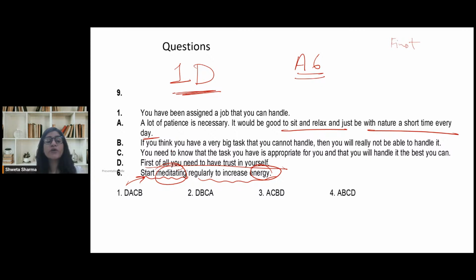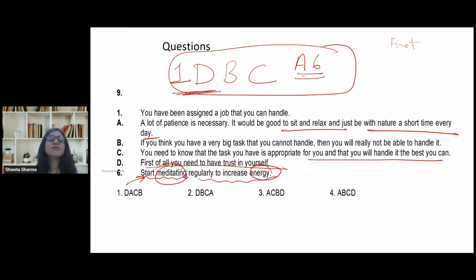Now, if you think you have a very big task that you cannot handle, then you'll not be able to handle it. So then comes B. And then comes C. You need to know that the task you have is appropriate for you and that you will handle it the best you can. So C. And then A and then 6. So 1, D, B, C, A, 6. Even if I do not have options, it becomes easy for me to figure out the answer. So answer is D, B, C, A, 6. I hope this is clear, guys.